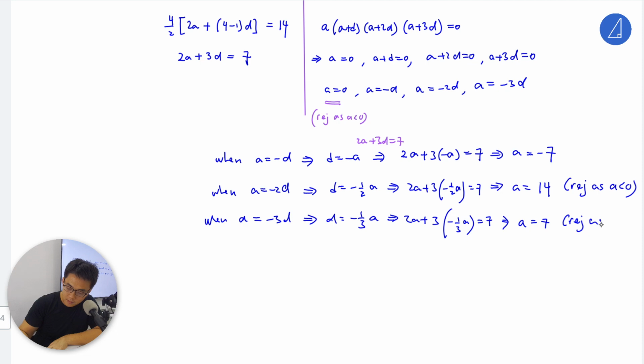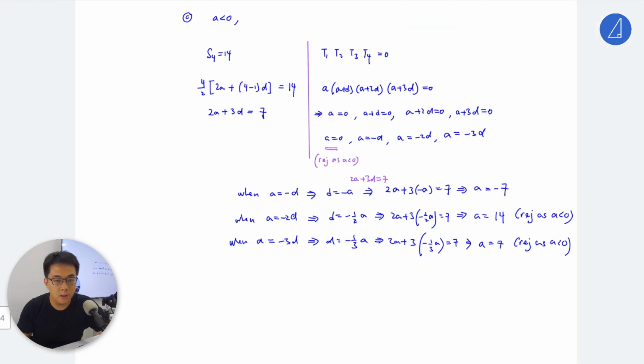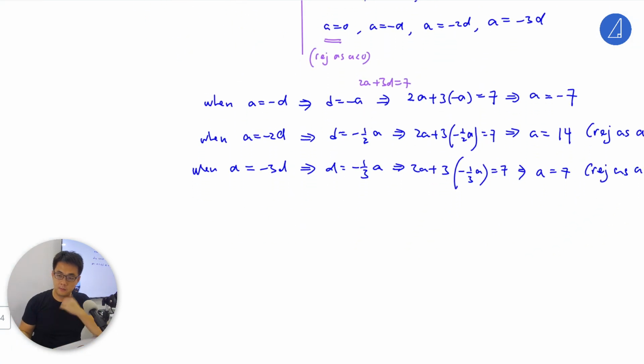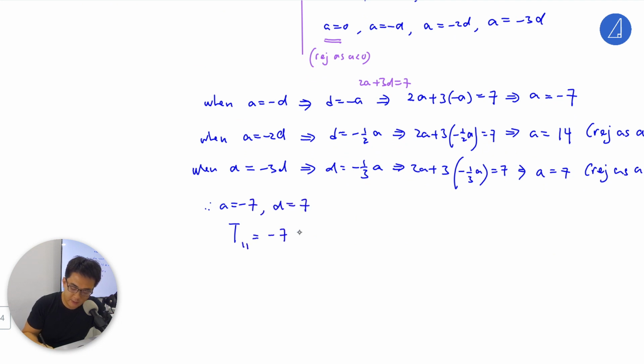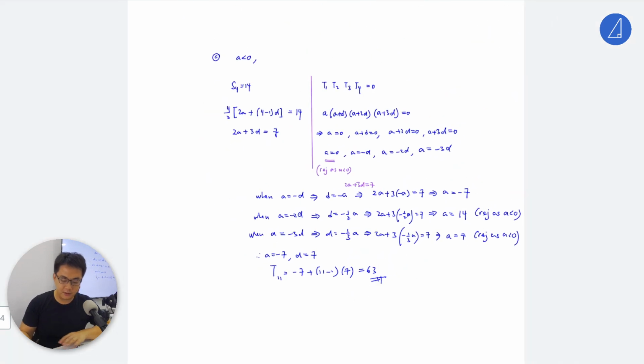So A equals minus 7, D equals 7. So T11 will just be minus 7 plus (11 minus 1) multiplied by 7, which is 63. Okay, the 11th term will be 63.